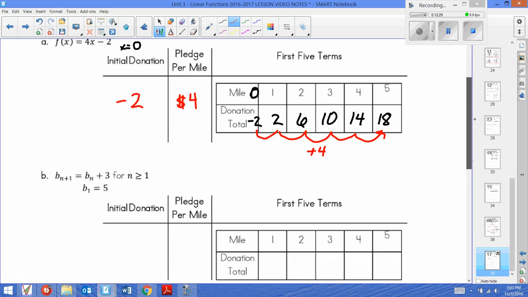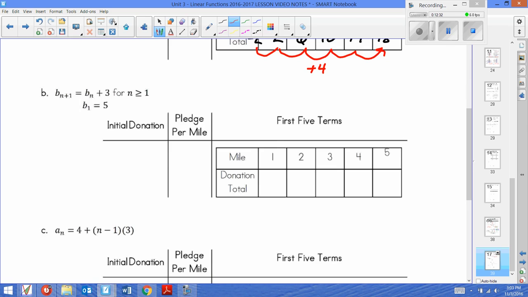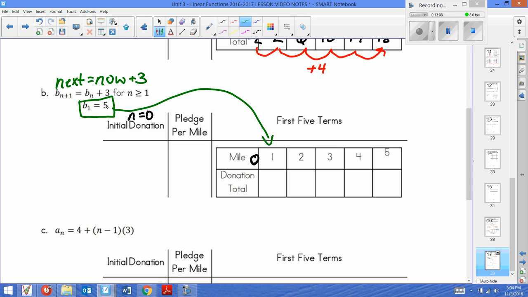Okay, let's go on to the next rule. So this person here, whoa. Okay, it looks kind of crazy at first. The initial donation, looks like we need to find that again when x is equal to 0, or in this case, our x is n. So regardless, it's this point here in the table. And what did they give us? Well, they gave us a recursive pattern, didn't they? Look at this big old mess. So let's rewrite this. So the next is going to equal the now plus 3. Okay, but my first mile is $5. Okay, so my first mile is $5.